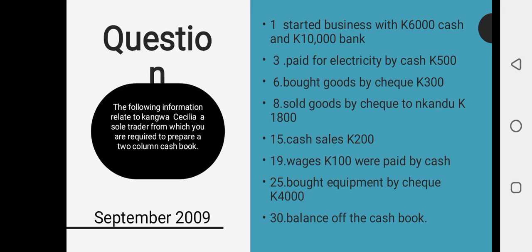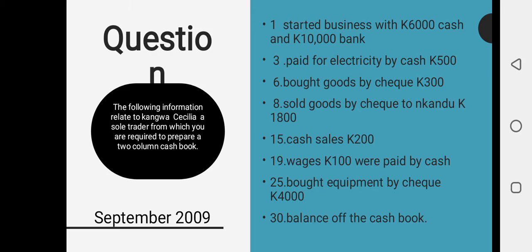On the 1st of September, Kangwa started business with 6,000 cash and 10,000 bank. Is that okay? On the 3rd, paid for electricity by cash of 500. On the 6th, Kangwa bought goods by check of 300. On the 8th, Kangwa also sold goods by check to Mkandu K of 1,800. On the 15th, Kangwa had cash sales of 200. Take note of the transactions.